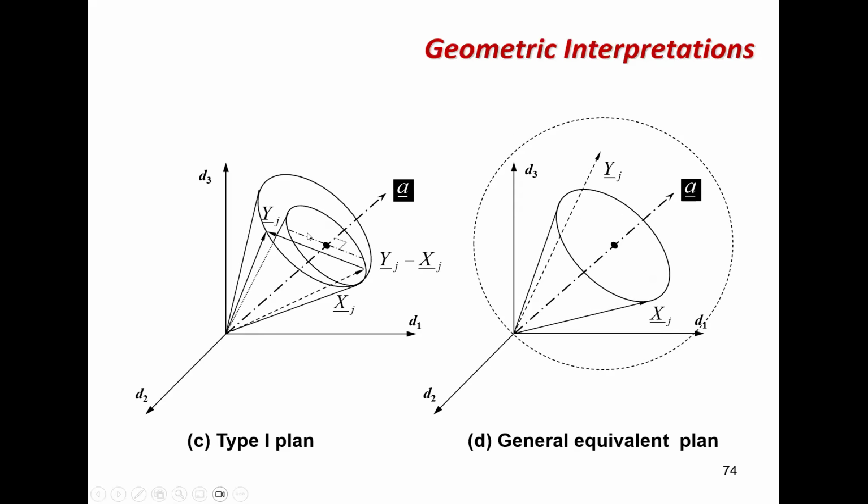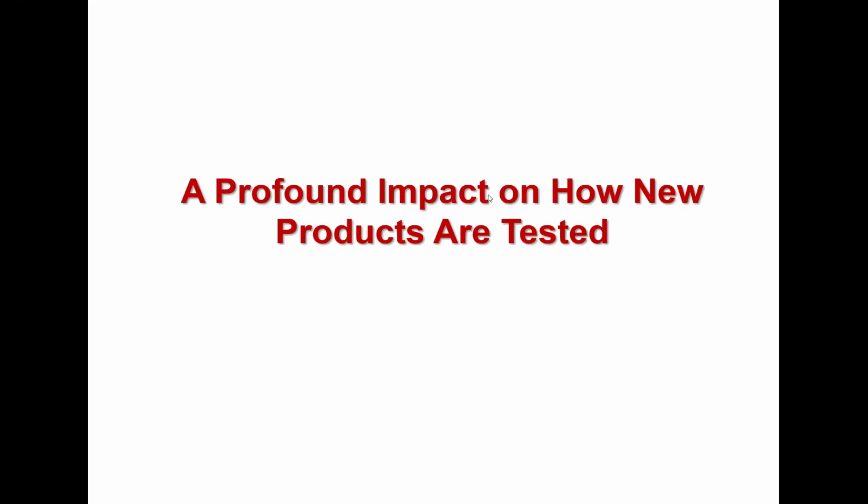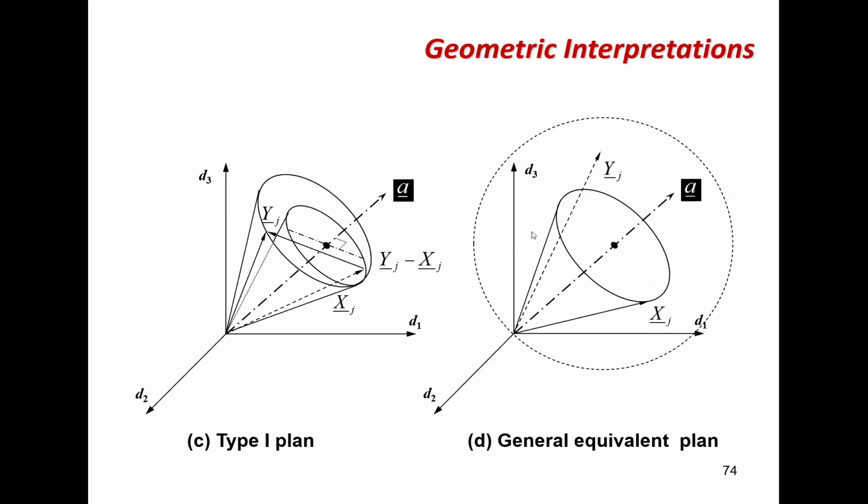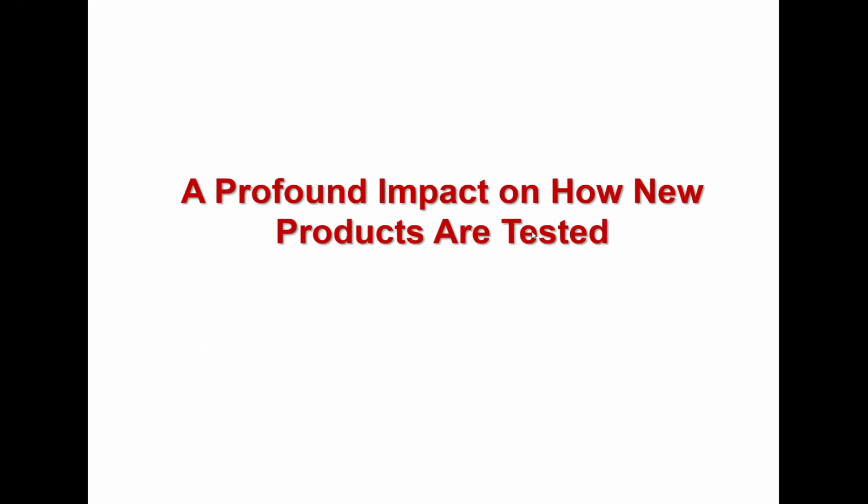And type 1 is that these two cones share the same bottom, but y minus x should be orthogonal to the gradient vector. In a general equivalent plan, you have more freedom to determine the column vectors for the alternative plan. Now, it's a very interesting problem, and people say, okay, you developed some theory about it, how do we use it?